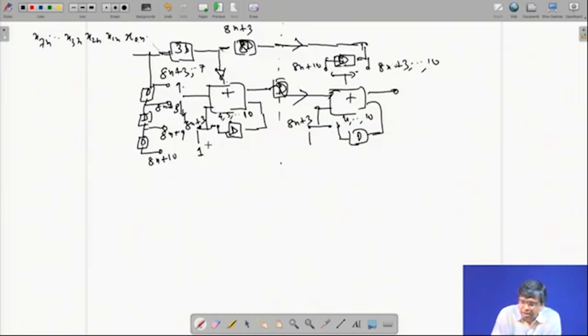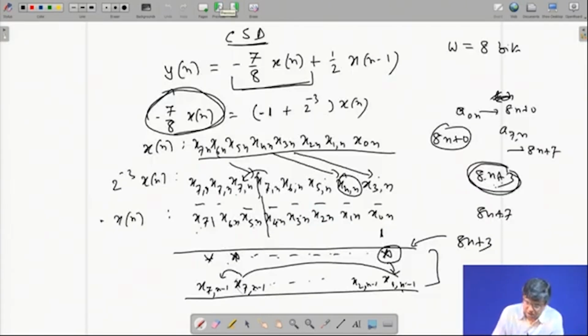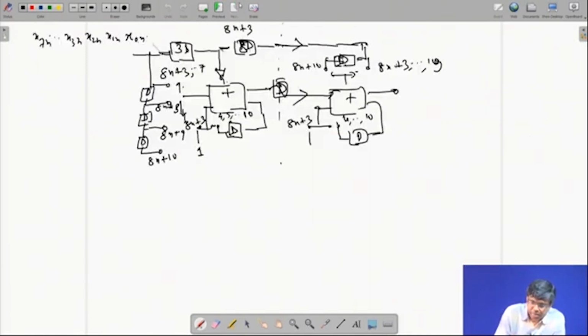You need a delay here, D. The moment you delay here, all the timing will be advanced by 1 mode. 3 will become 4 because you are delaying by 1. So everything has to be taken care of in the timing here. So 3 will become 4, 10 will become 11. This is 3 to 9, sorry. We can count again. 8n plus 3, 4, 5, 6, 7, 8, 9, yeah, up to 9.